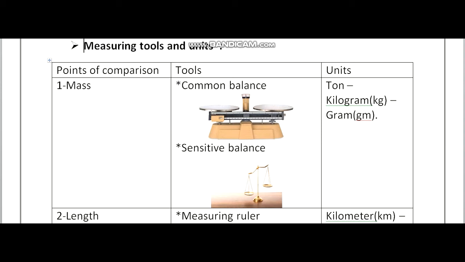The second tool is a sensitive balance. The sensitive balance is used to measure small masses, like gold and silver. So I have two tools to measure mass: the common balance to measure large masses like vegetables or fruit, and the sensitive balance to measure small masses like gold and silver.